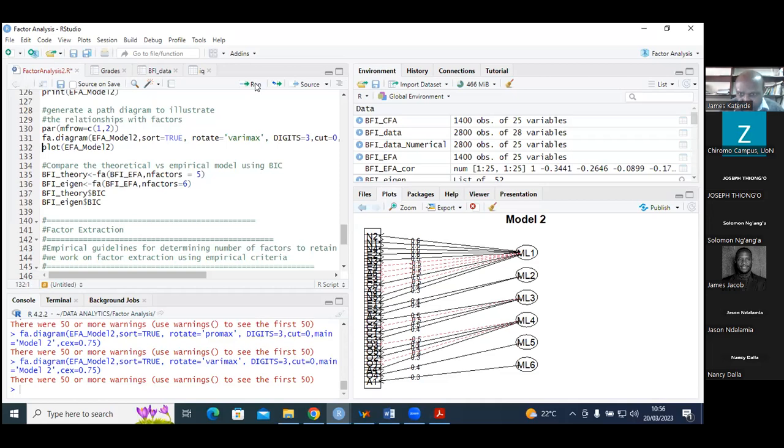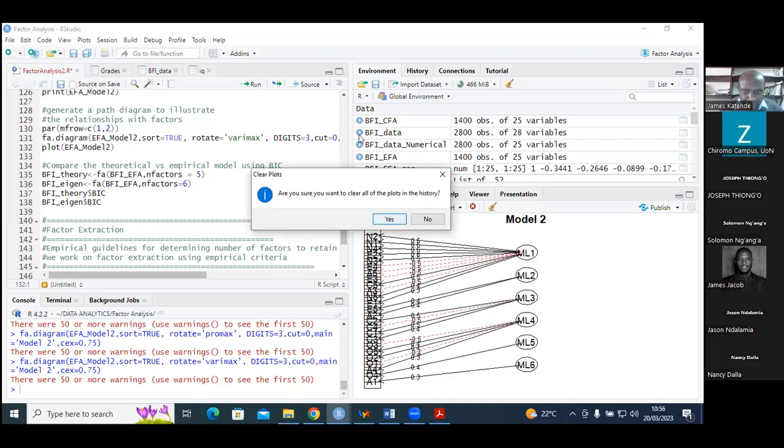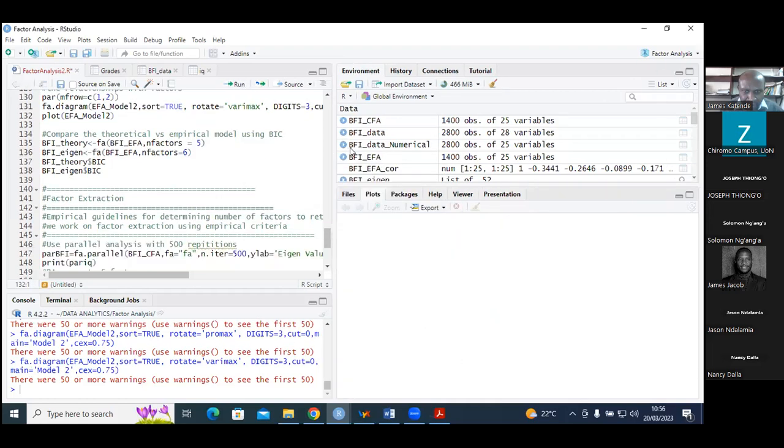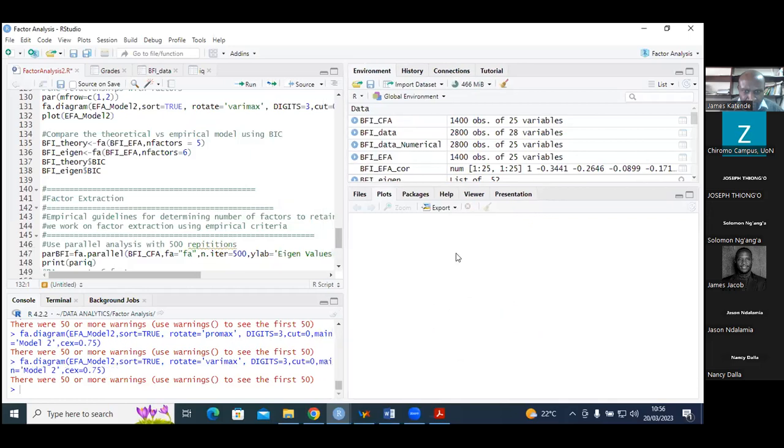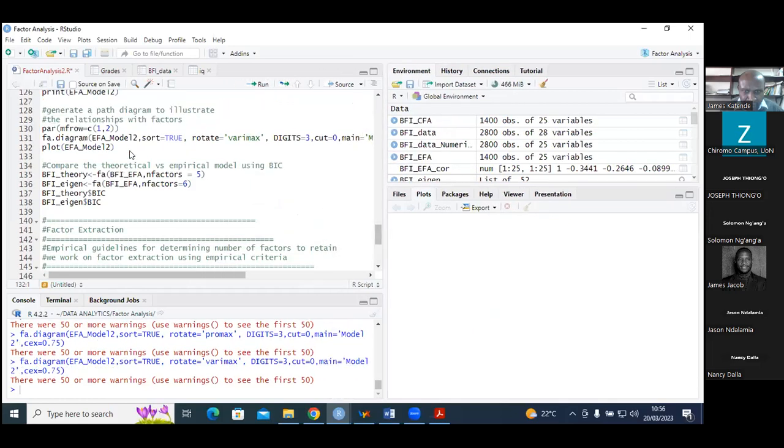So anyway, that diagram, I'm not sure why this is not working. That diagram now shows the relationships between the factors and the variables. Usually after rotating, it should show a better diagram. For some reason, I'm not getting it right here, but I will fix it and share it in the folder, the Google Drive.